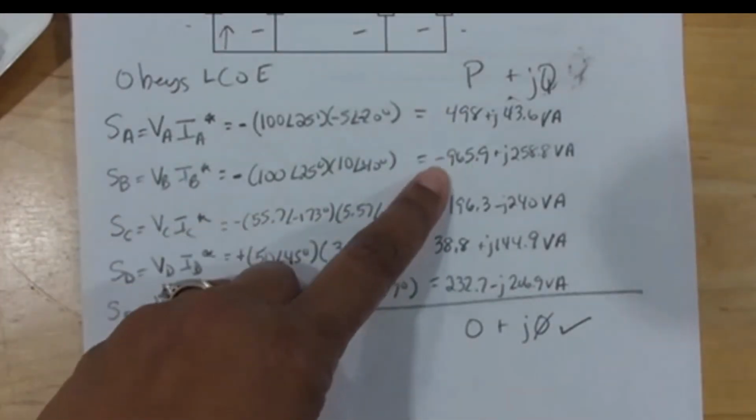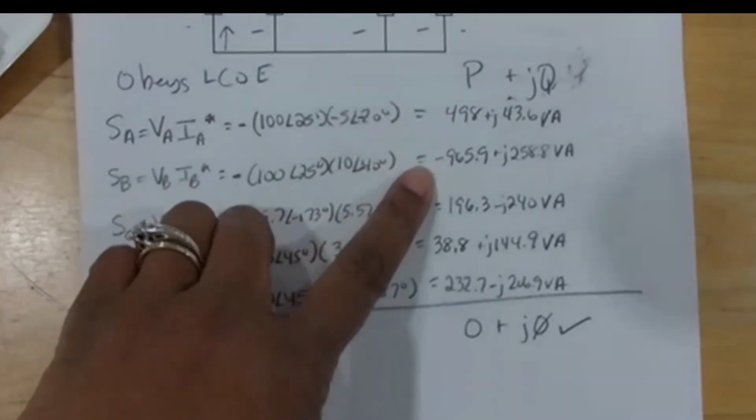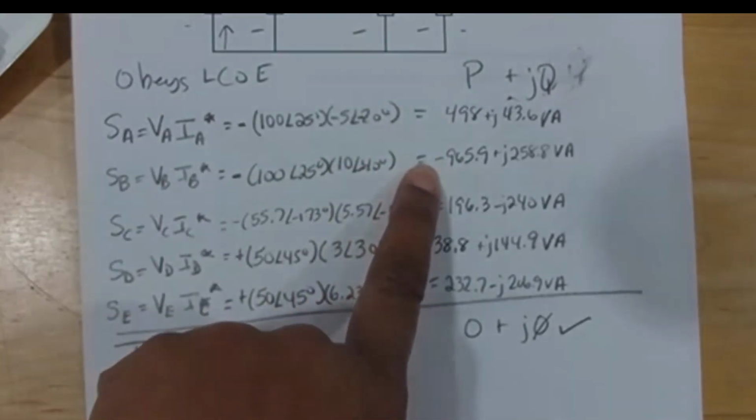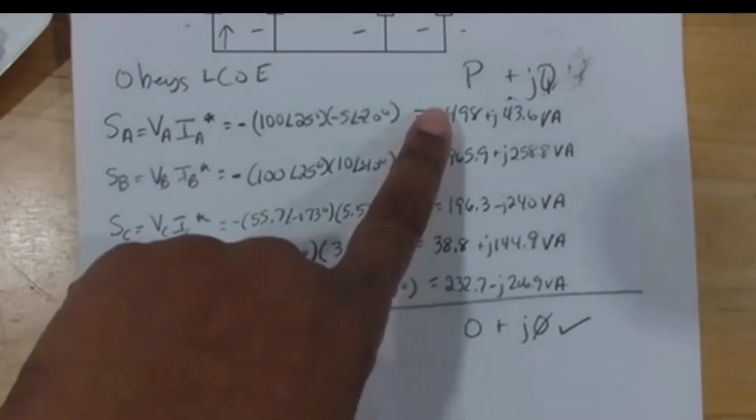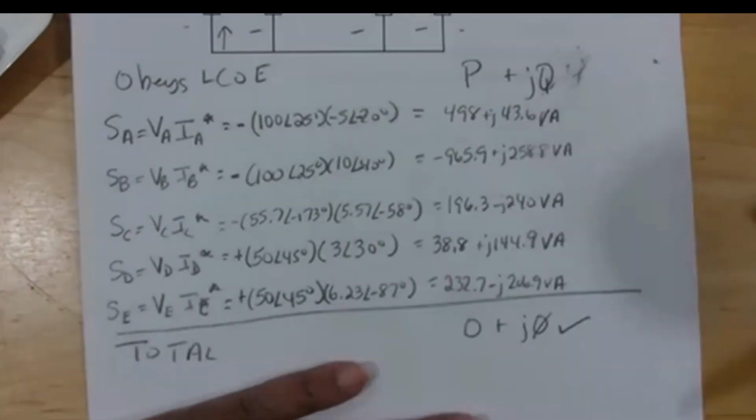Positive absorbs, negative delivers. So according to this, the only thing that's delivering power is B because the real part is negative. These are absorbing because the real part is positive. Inductors and capacitors, the sign just tells you whether it was an inductive or is mostly inductive or capacitive load. Because inductors and capacitors can absorb and deliver power. They do both. Right?